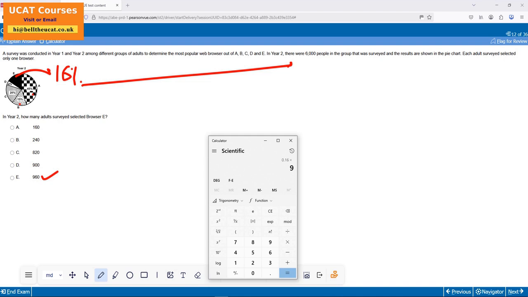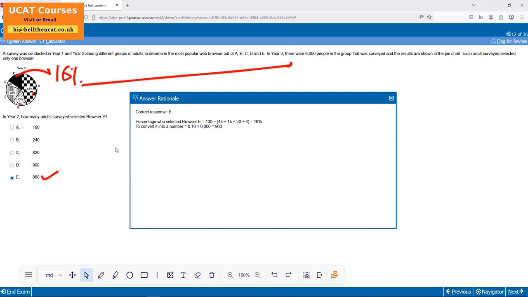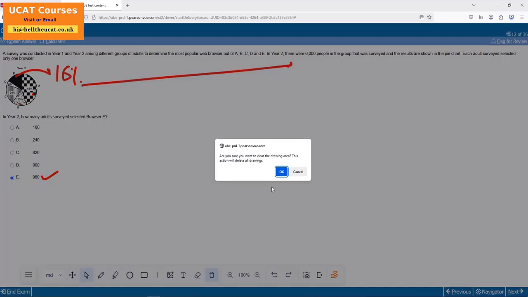So 0.16 times 6,000. Oh, 16 times 6, 960. Bravo. That's the one. That's easy. So pie charts, easy question. You should never skip it. There we go. Ready? So we're not trying to attack the whole question. You're just doing half-baked, getting the digits right, and not bothered about zeros or decimals. Right, done. Moving on.